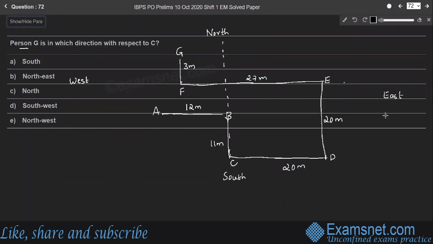Question 72. Person G is in which direction with respect to C? So with respect to C, person G's direction is northwest, right? Person G is in the northwest direction with respect to C. Therefore, option E, northwest, is the right answer.